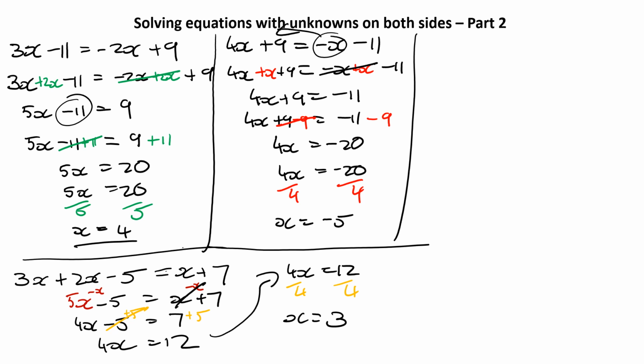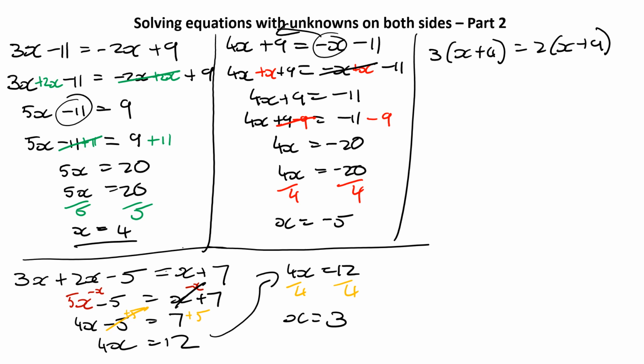All right, the next ones are going to be something you mightn't have seen much of before. So let's have a look at that. We've got 3 times the bracket x plus 4 equals 2 times the bracket x plus 9. There are different ways you can do these sorts of questions, but the way I'm going to show you now is to expand brackets.